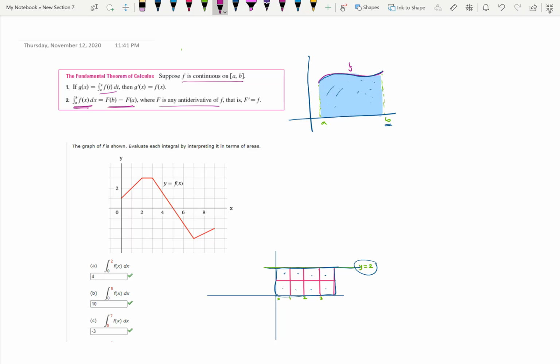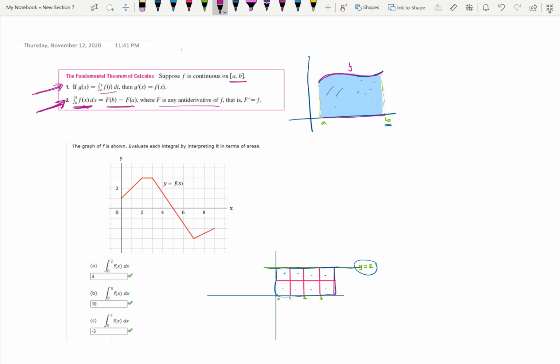The fundamental theorem of calculus is: if a function f is continuous on the domain [a, b], then this is the second fundamental theorem of calculus. Some books also say this is the first fundamental and this is the second fundamental theorem of calculus. So if you integrate f of x dx, then it would be capital F of b minus capital F of a, where capital F is the antiderivative of small f.